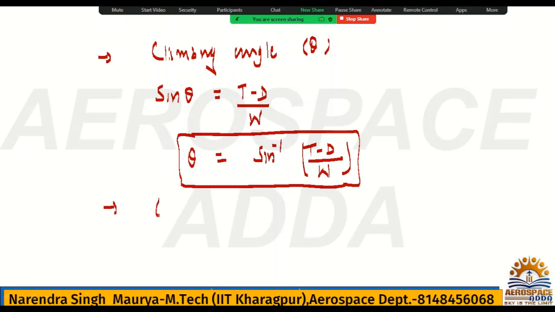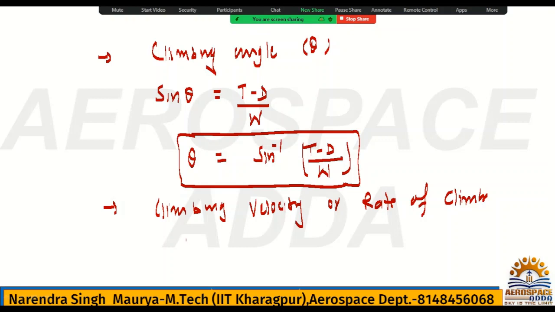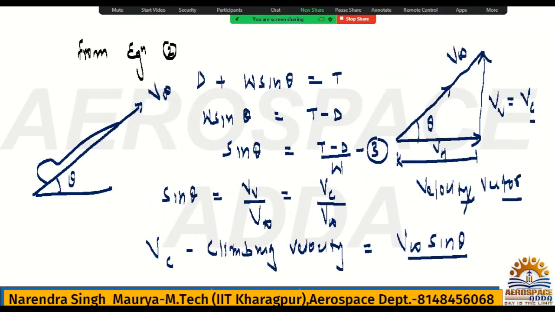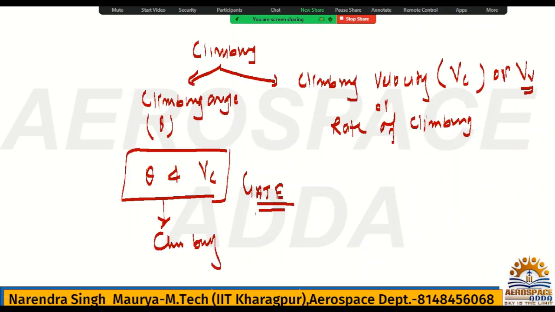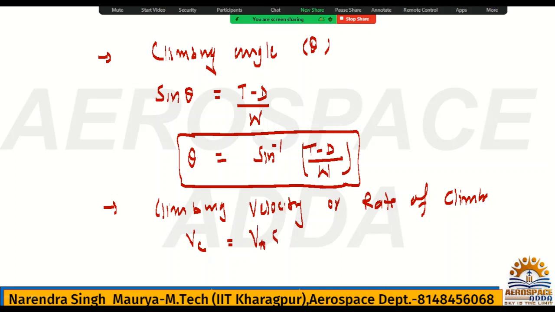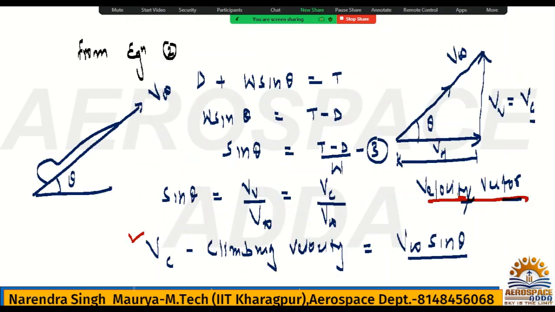The second heading is what? Climbing velocity or rate of climb. What is the rate of climb? It is VC. What is VC? Just now you have seen from the velocity triangle that VC is V infinity sine theta. This V infinity is nothing but the aircraft velocity or free stream velocity. It should be very clear.